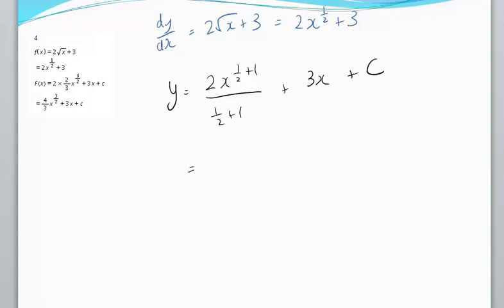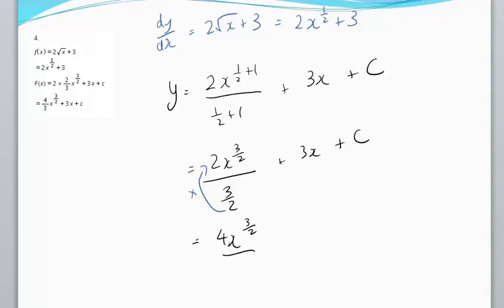So here we're having 2x to the power of 3/2 divided by 3/2 plus 3x plus c. So here divided by 3/2 is the same as multiplying by 2/3. So our 3 stays at the bottom and we can just multiply the 2 by the 2. So we're going to get 4x to the power of 3/2 divided by 3 plus 3x plus our constant c.